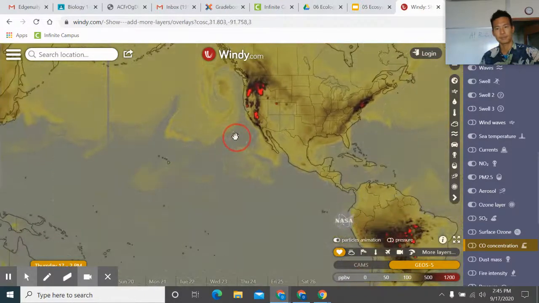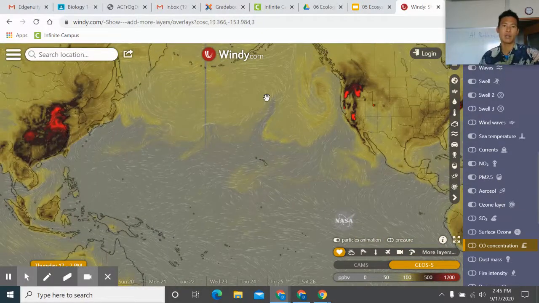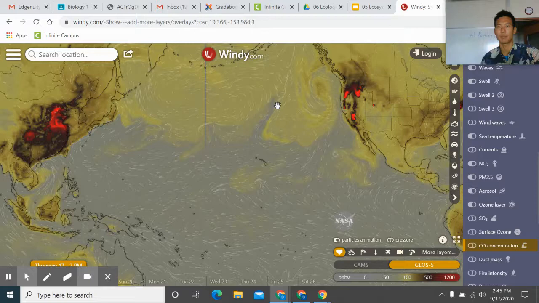If you guys want to explore this app some more, you guys can. Windy.com.